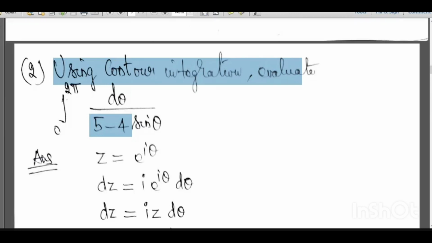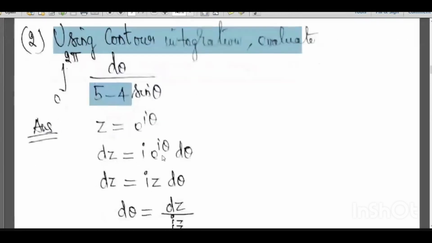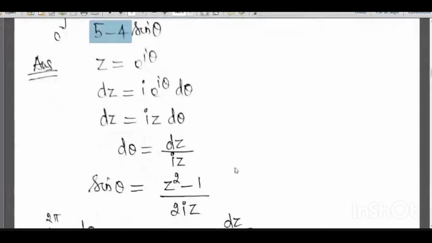What is z? z is e power i theta. What is dz? i into e power i theta into d theta. So dz is equal to iz d theta, and d theta is equal to dz divided by iz.